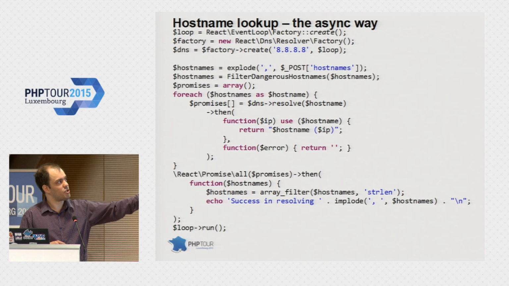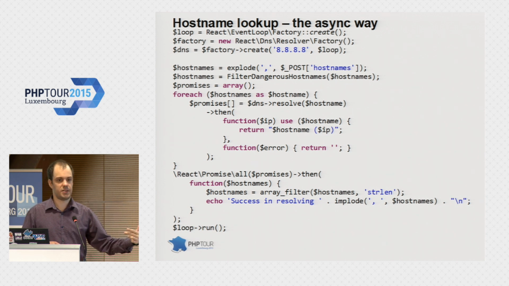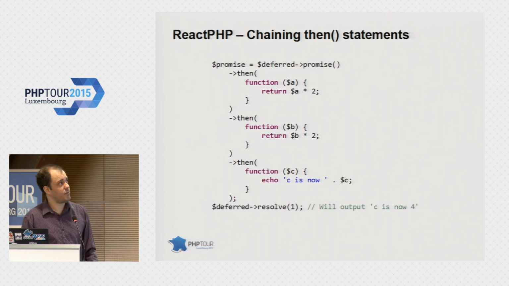Now, this then functionality that I showed, there is even a way of chaining those things. So in this example, we have a deferred, we say promise, and if you're finished doing whatever you need to do, then run a piece of code. I'm always going to return stuff. This return will be sent to the next then. The return here will be sent to the next then. So the output of resolve 1 is going to be times 2, and it will output C as now 4.